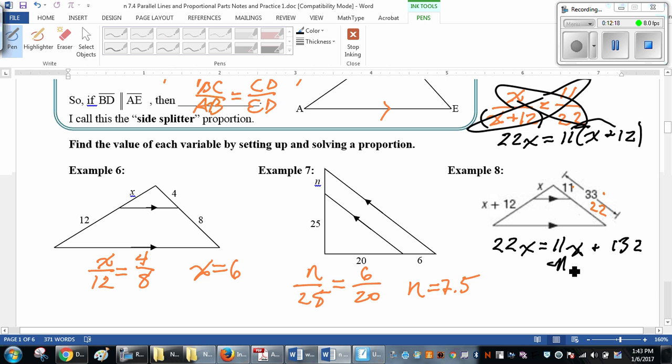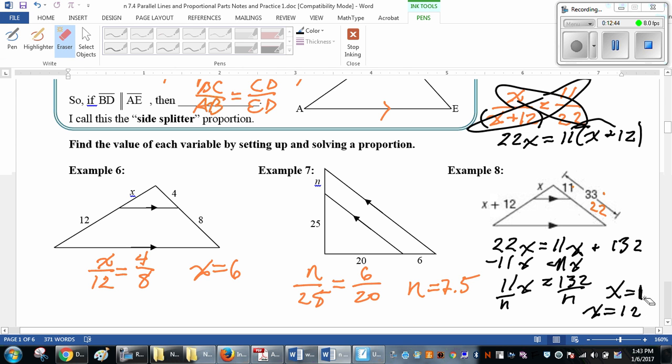Subtract 11x from both sides. And 11x equals 132. Divide by 11. We get x equals 12. Mine doesn't quite fit on there. x equals 12. All right, and let's erase that.